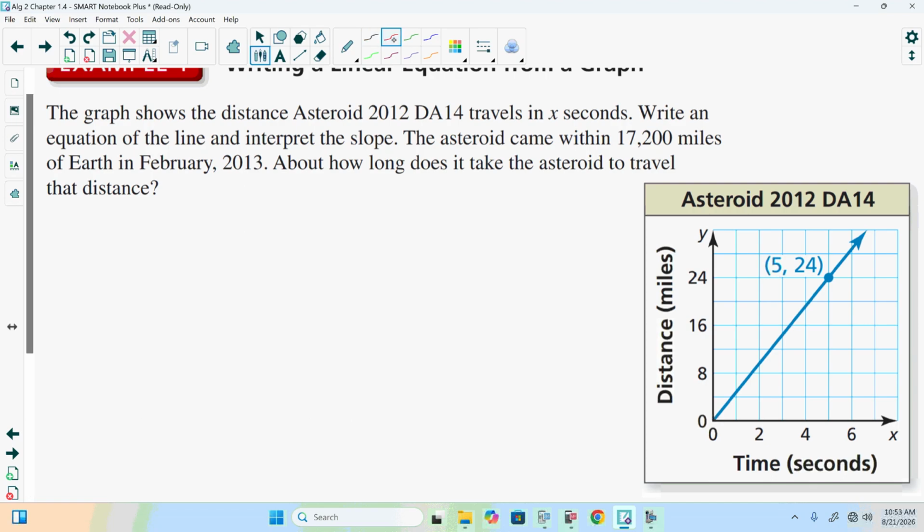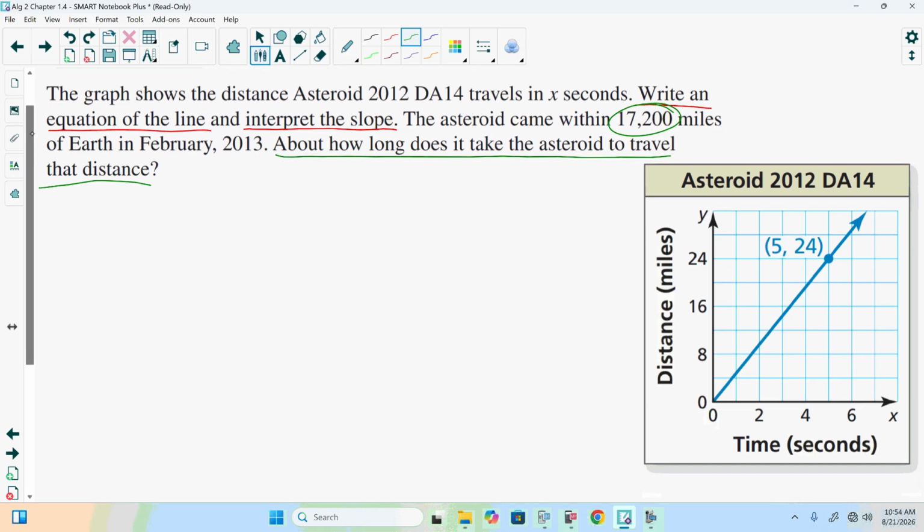Okay, let's see here. We have to write an equation of a line and interpret the slope. Then figure out how long it takes to travel that distance. This question just asks us to do 3 different things, so we should have 3 answers. 2 of them are going to be a definite answer, and 1 of them can be phrased several different ways. I will explain that one when we get to it.